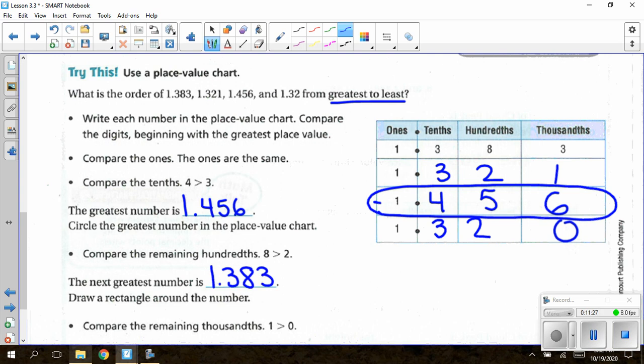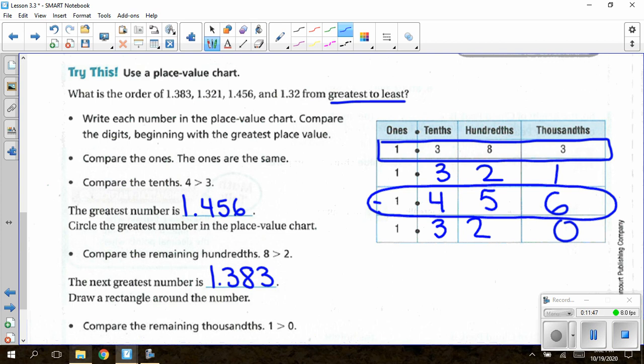I'm going to draw a rectangle around this to show that I am done with this number now, that I've already included it in my list. And finally, because the last 2 numbers that we have not used yet are 2's in the hundredths place, I need to look at their thousandths digits.